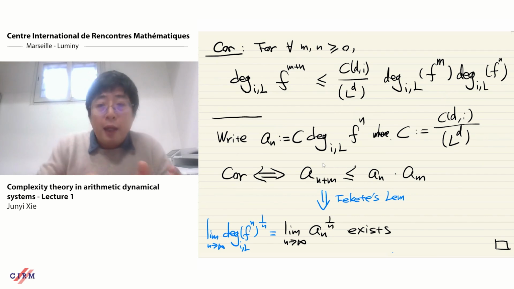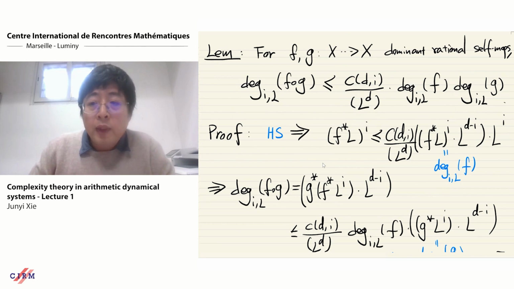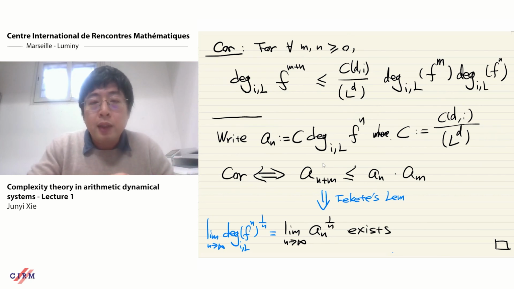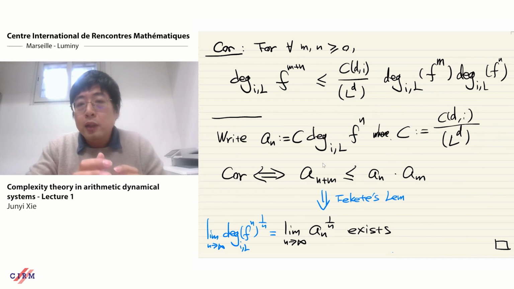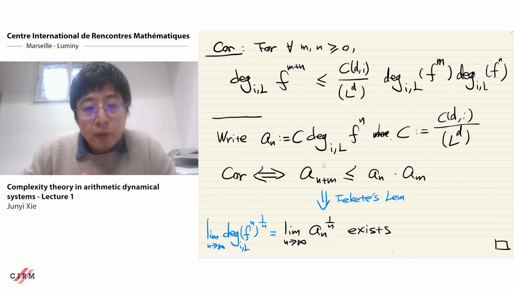Then if you apply this lemma for the mth iterate of f and the nth iterate of f, you directly get the following corollary. So the degree of f^(m+n) is less equal to some constant times the degree of f^m and the degree of f^n. So you just write an equal to c times the ith degree of f^n, and c is this C(d,i) over L^d. Then the corollary just tells you that a(n+m) is less equal to an times am.